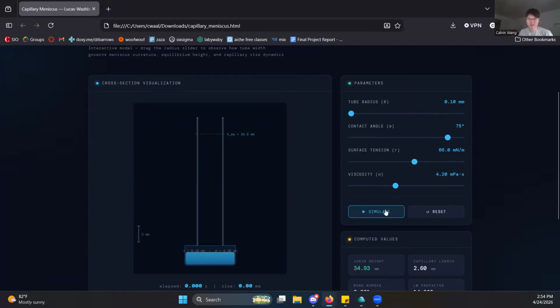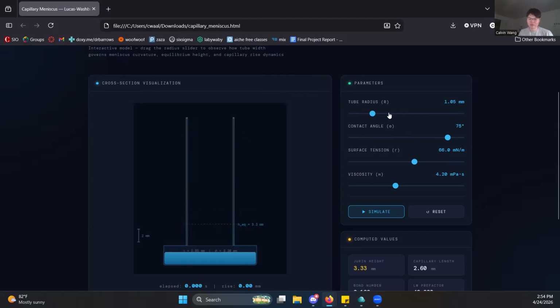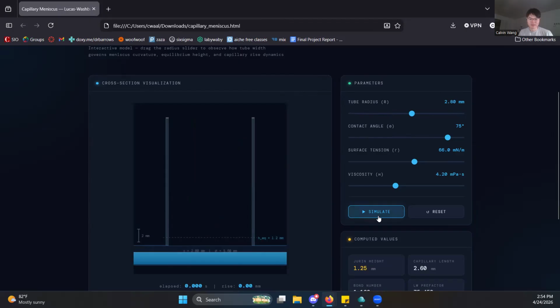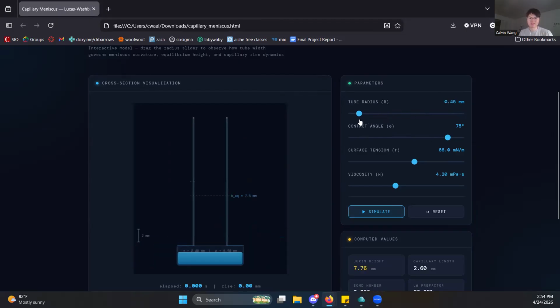So let's put our radius at, say, here. At a 0.10 millimeter radius, our height equivalence would be 34.9. If we increase the radius, we get a much lower height. So this just shows the inversely proportional relationship. Let's keep the radius low again.